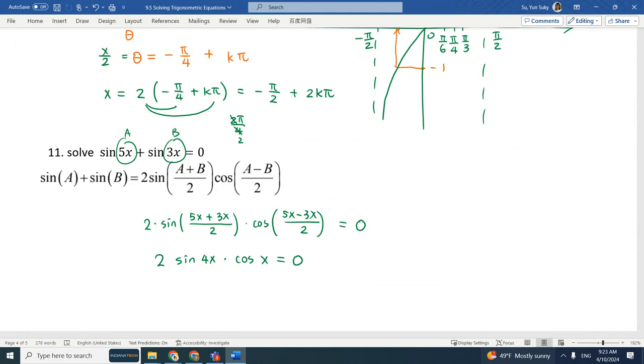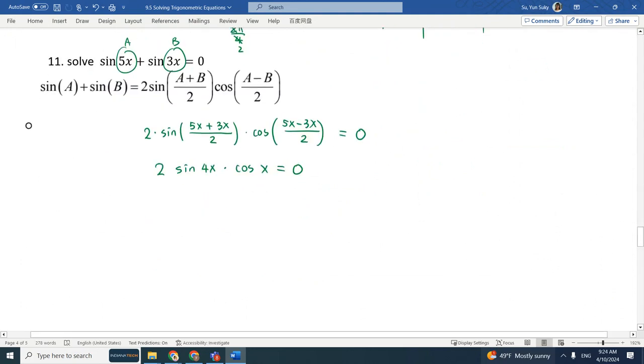See? Sum to products. When it's a sum, we don't know how to solve it. But when it's a product, we know how to solve it. Right, everybody? If you have a product of factors equal to 0, what do you do? Yes. So we have either sine 4x equal to 0 or cosine x equal to 0. So far, so good, everybody?